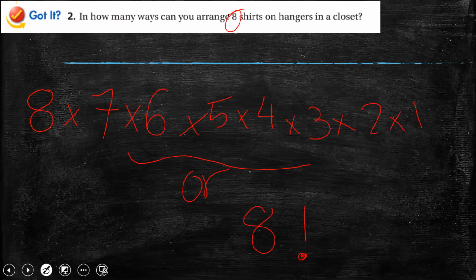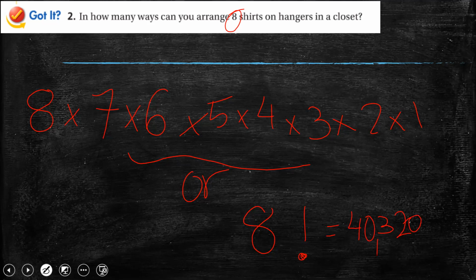On the calculator, write 8 shift, the factorial key. And the answer will be 40,320 ways to arrange these 8 shirts on hangers.